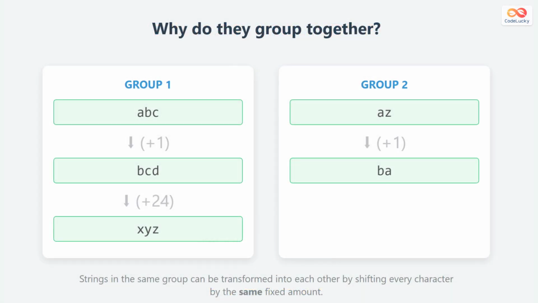So why do certain strings group together? It is because they share the same relative structure. ABC, BCD, and XYZ are in the same group because for each of them, every character is exactly one step ahead of the previous character. AZ and BA form another group because B is the next step after A, and A is the next step after Z.